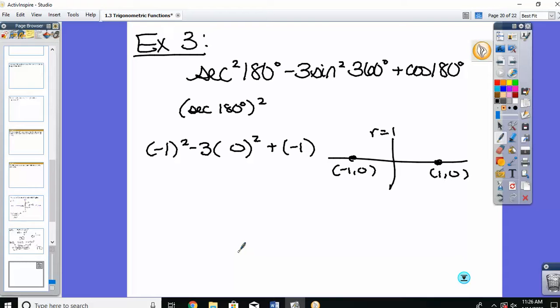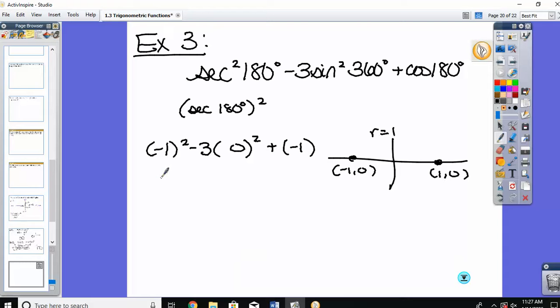You're going to have some problems like this on the homework. If you just write down your final answer, I'm not going to give you credit. I want you to actually show me what you're doing here. If I put this on a test or quiz, this line right here is worth 3 points, because I'm going to give you a point for getting the secant of 180, and a point for the sine of 360, and a point for the cosine of 180. I will give you points for every trig function, so make sure you're showing me how you're getting your answer.